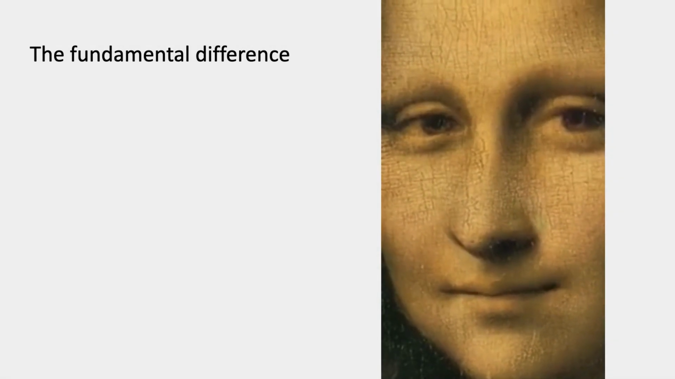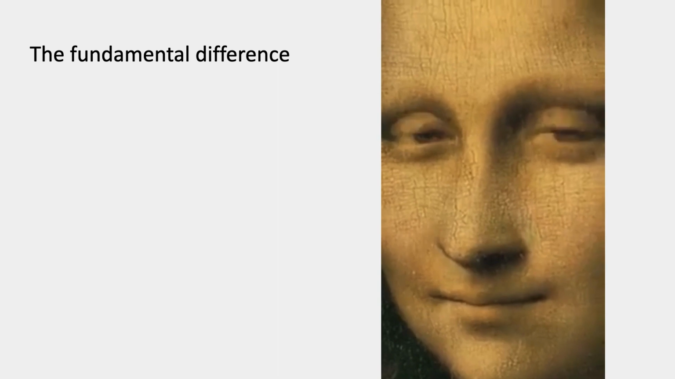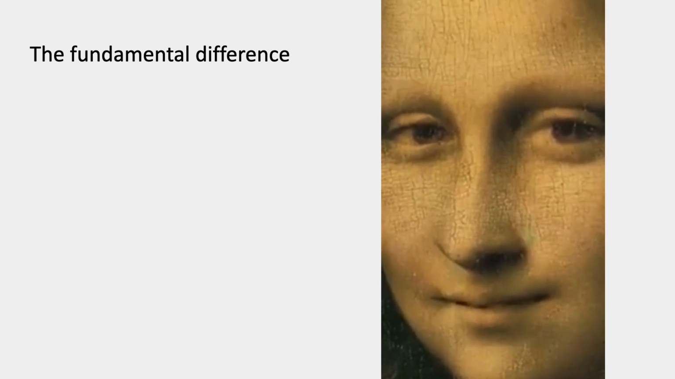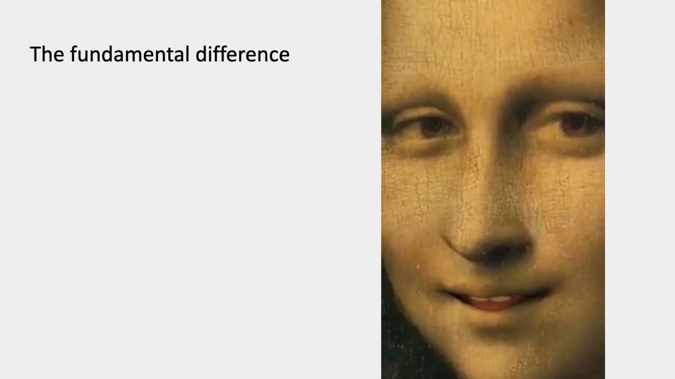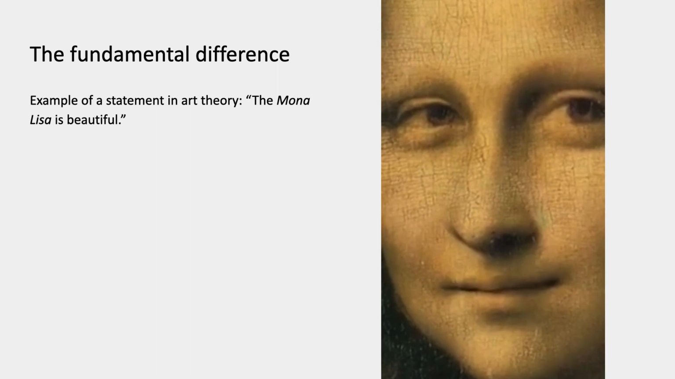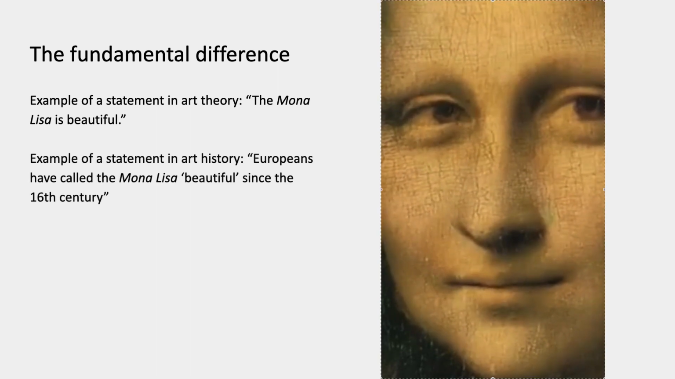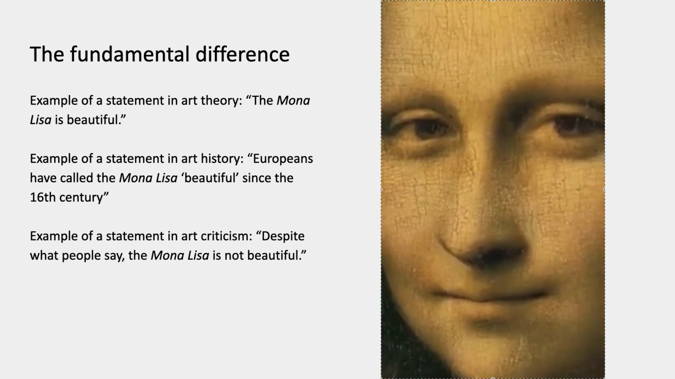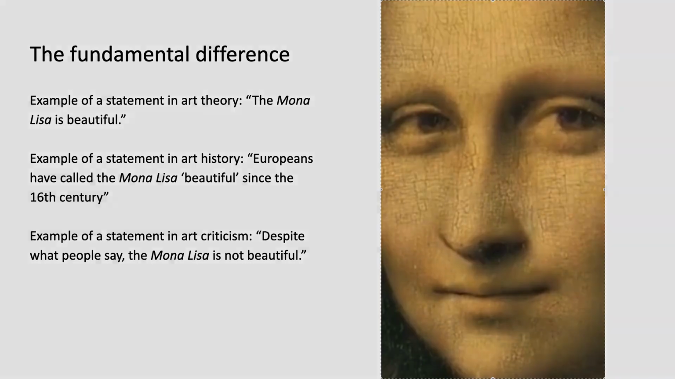This is a creepy video that I found of an animation of the Mona Lisa. There's a number of them out there. This one particularly creepy because it adds teeth and a tongue. Anyway, so here's an example of a statement in art theory, the Mona Lisa is beautiful. An example of a statement in art history, Europeans have called the Mona Lisa beautiful since the 16th century. And an example of a statement in art criticism, despite what people say, the Mona Lisa is beautiful. So you can do it that way.